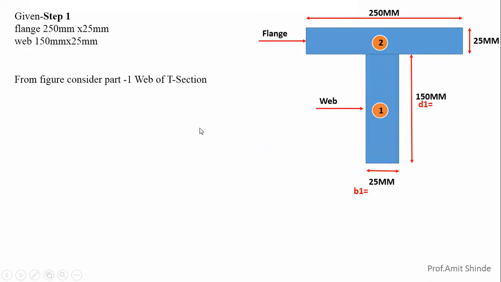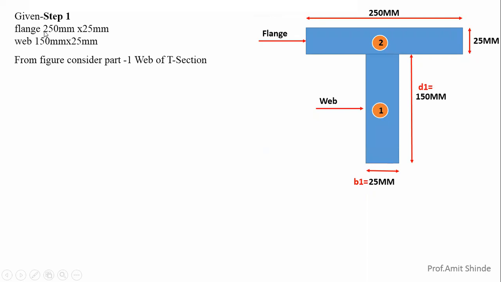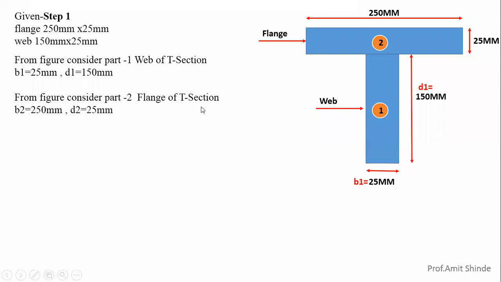Now here the given information. Step number one, whatever the given information, write it down. For part one, the web, the dimensions are b1 is 25 and d1 is 150. For part 2, the flange, the dimensions b2 and d2: b2 is 250 and d2 is 25 millimeter.